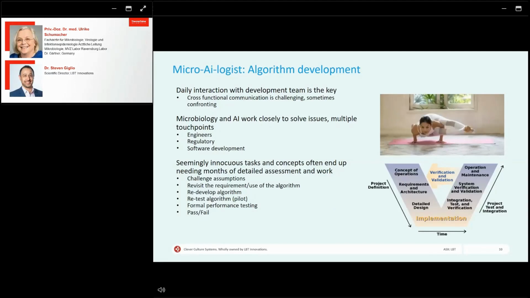On the bottom right, you'll see a traditional V model of product development, and you start with defining what the project is. You get to the bottom of the V, you make your algorithm, and then heading back up the top of the V, you start to test and integrate it. Now, there's a lot of work that goes into that. There's a lot of challenging assumptions. You're revisiting the use of the algorithm, you're redeveloping it, you're doing a lot of testing around it. So there's a very iterative process around the development of the V model there to prove that the system works.